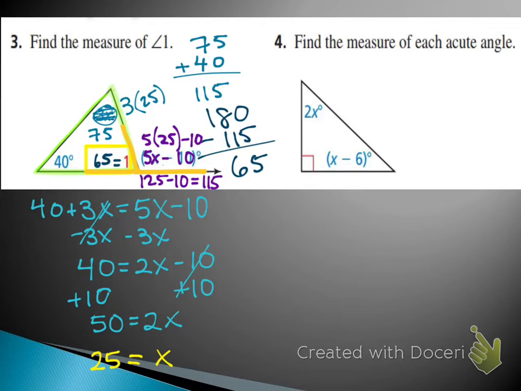Okay. The second, we want to find the measure of each acute angle. How many acute angles are in this triangle? Two of them. So we're going to find both. We know the three angles inside of a triangle add up to 180. So we got 2x, we have x minus 6, and then we have 90. And they equal 180.